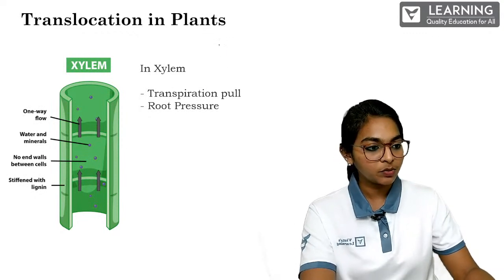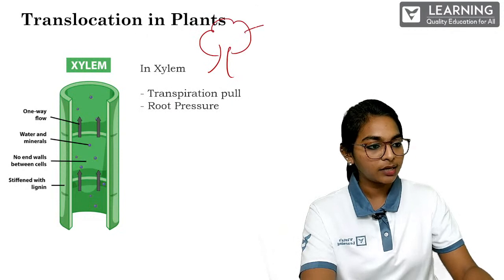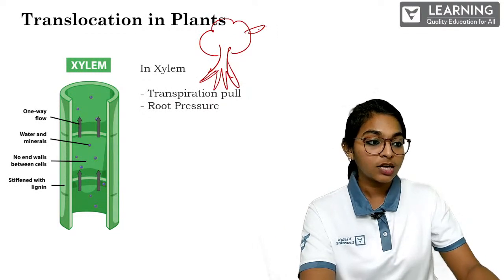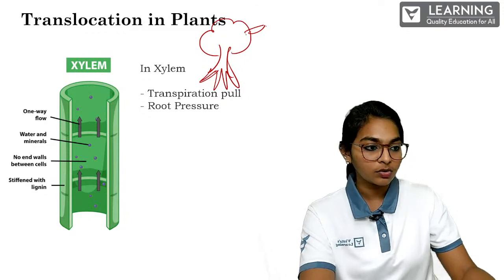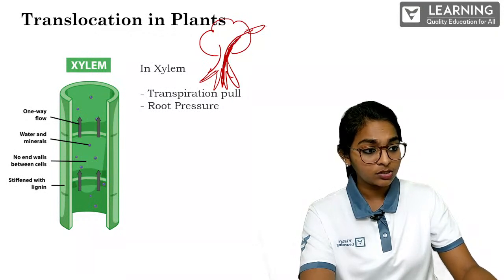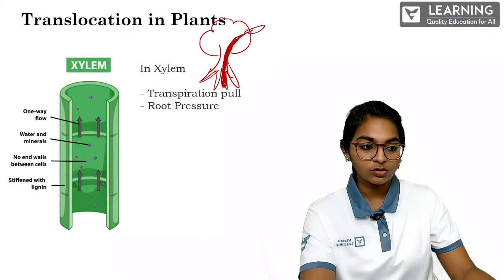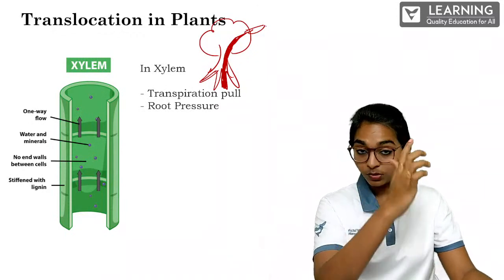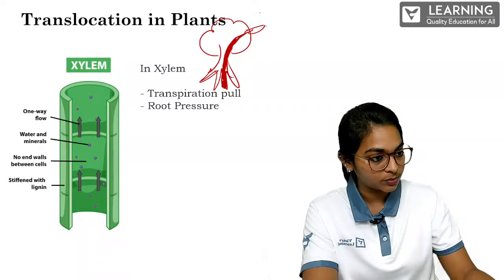Very simple, it is because of the transpiration pull. How is the transpiration pull happening? Let's say this is a tree, here one leaf is there, and these are the roots. Normally the water column, let's say this is the xylem, is maintained here. Last time when we were discussing this in the class, it was a very interesting session, so please go watch the previous video. The link will be mentioned in the description below.